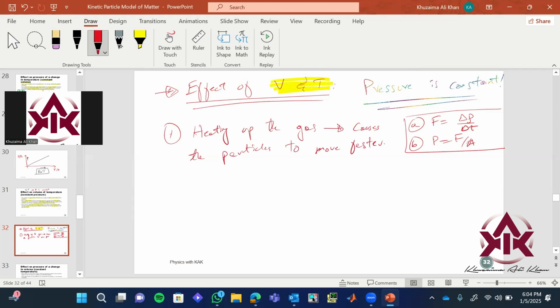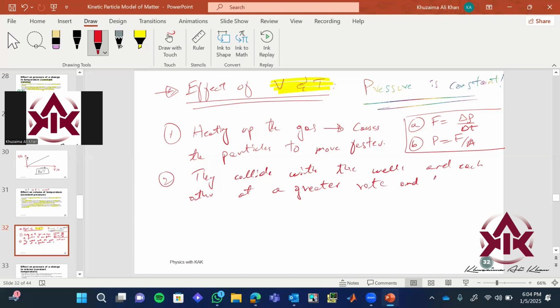Okay, so it causes the particles to move faster. Since they are moving pretty fast, they collide with the walls and each other at a greater rate. That means they are having greater collisions, and they are colliding with a greater force. The force with which they're colliding and the number of collisions with each other and with the walls have increased. That dictates that your force has increased, so they're colliding with the wall with a greater force.